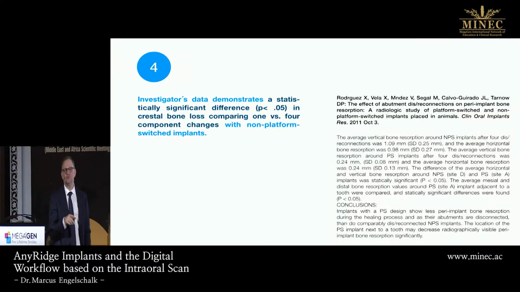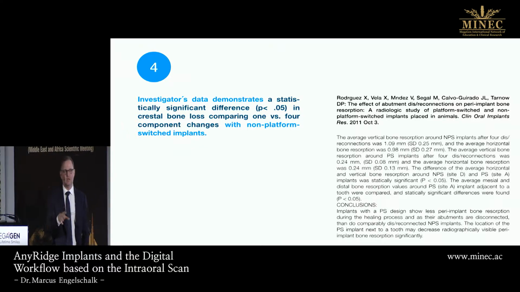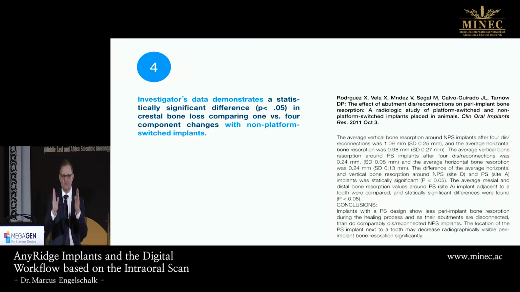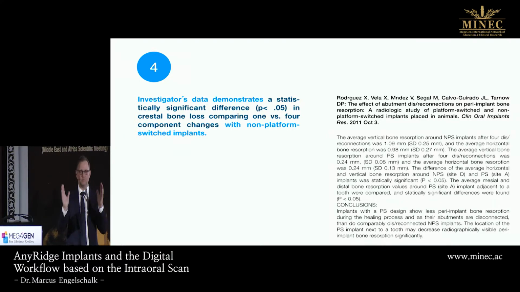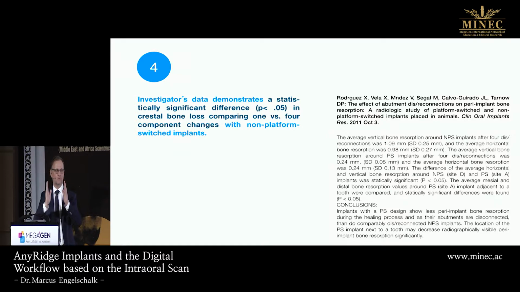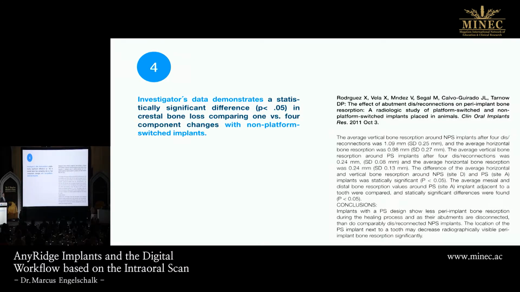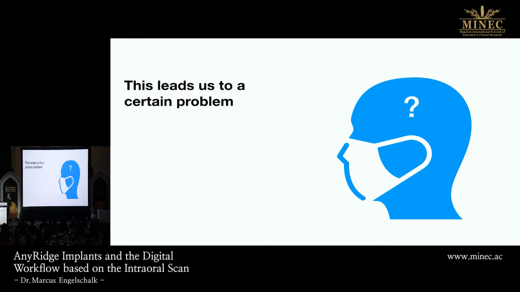And by the way, if you're using platform switching, the first component screwed on the implant should be smaller, or should be switched. Not that I'm using the normal gingival healing cap and later I'm using a small abutment. This is not platform switching. So you have to think about these facts. And if we have these facts in mind, we have a problem. This leads us to a certain problem: 6 times changing. How to minimize this number? It's not easy.